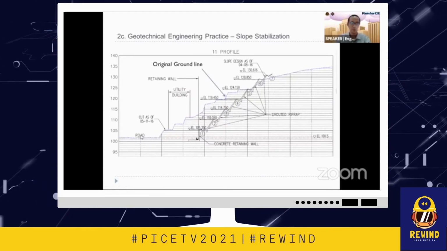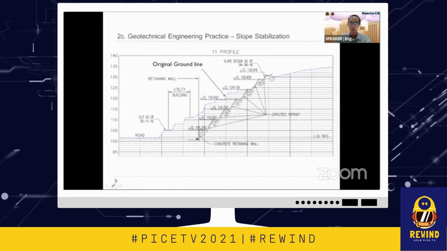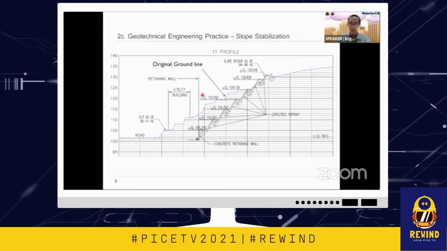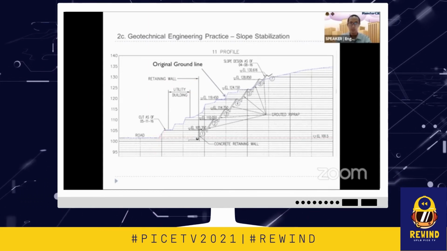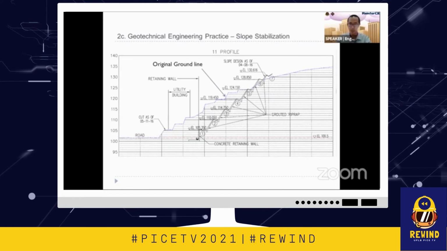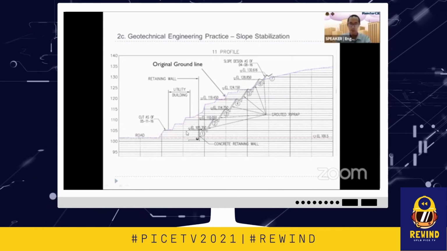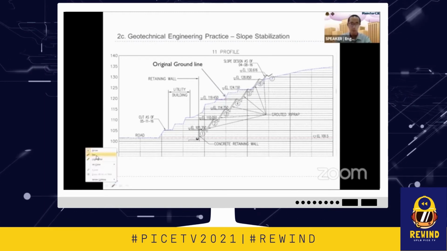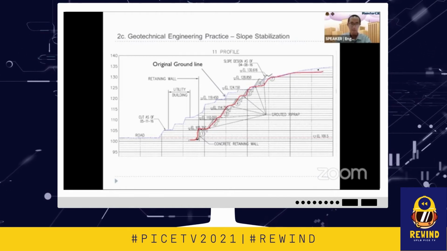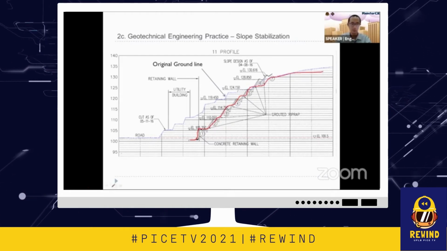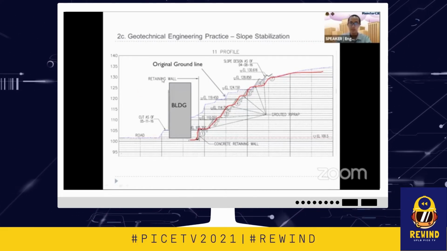For example, this is the section elevation of a slope. The architect likes to build a building here, and the road elevation is here. But the existing slope is here. So what do we need to do? We need to cut, so that we can build our building here.